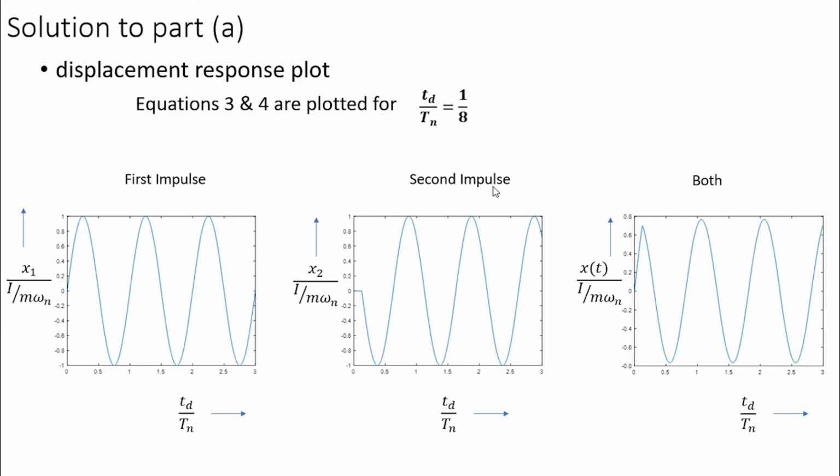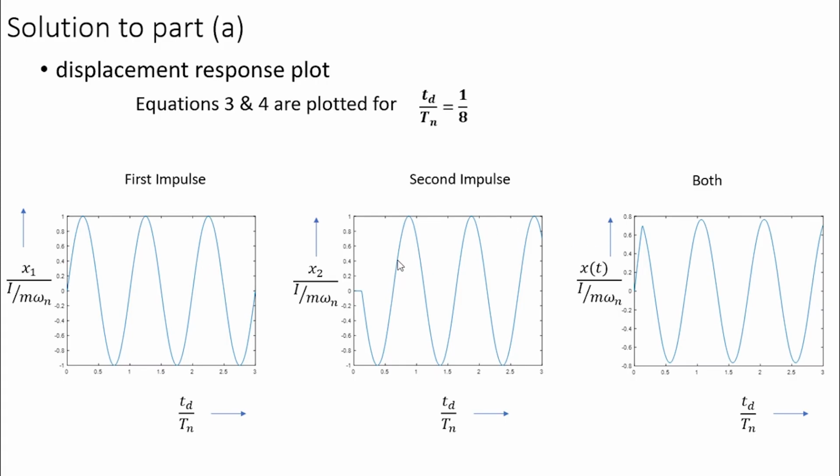And the second impulse response is 0 till t is equal to td, because the impulse starts only when time is equal to td. So till td, the response is 0. Then after that, we have a harmonic vibration with amplitude equal to I by m omega n. So this ratio is 1. So this is also equal to the static amplitude.